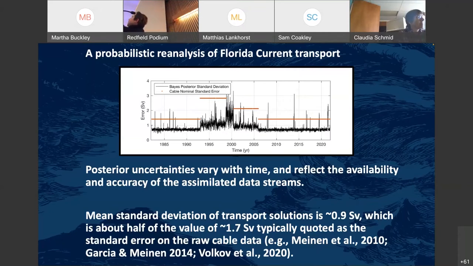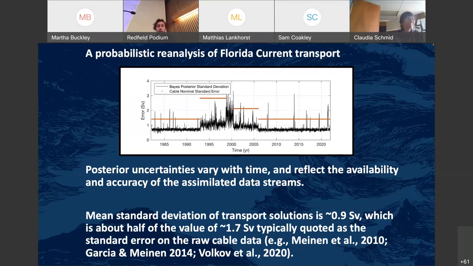Very interpretable structure. This is the black curve. You get the largest values in 1998, 1999. This is when you lost the cable for about a year and a half, and so the errors are larger because the inference is only based on altimetry and the cruise tracks. You do see elevated values in the 90s as well. This was a period when the cable was in active telecommunications use, so the voltages were more noisy. You can see these big spikes.